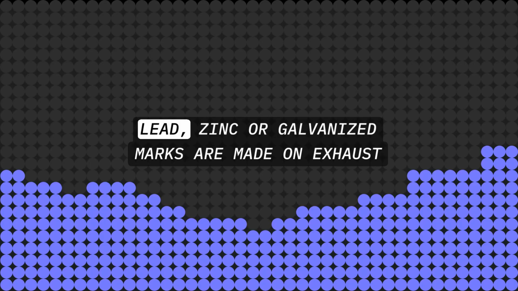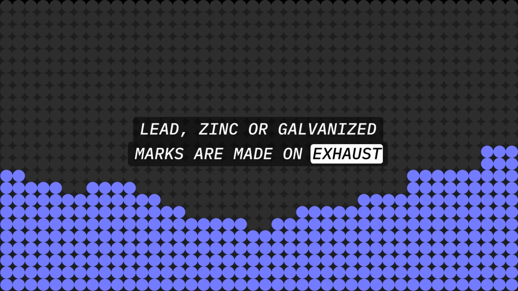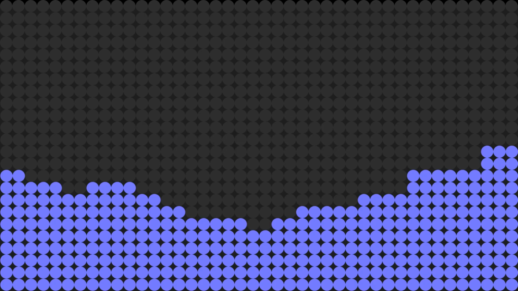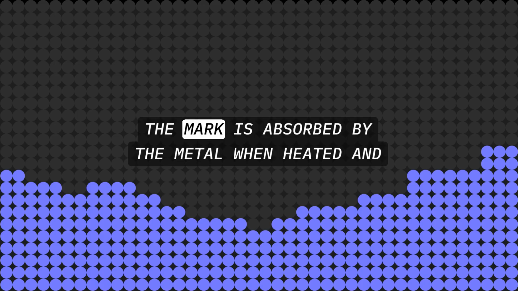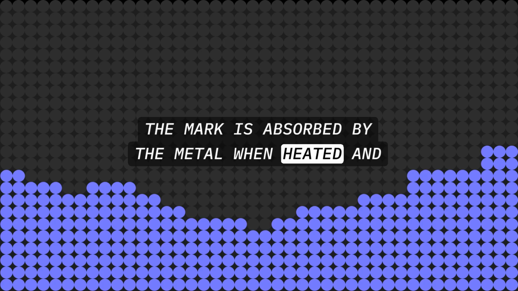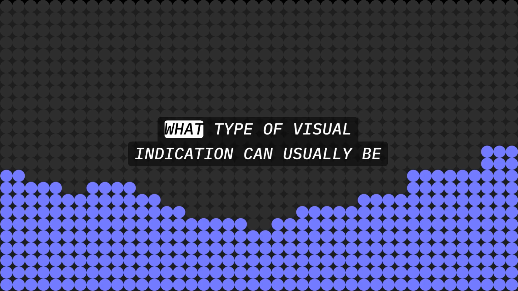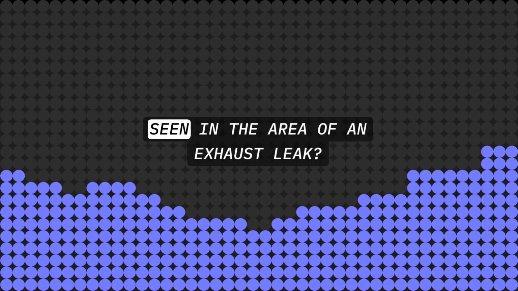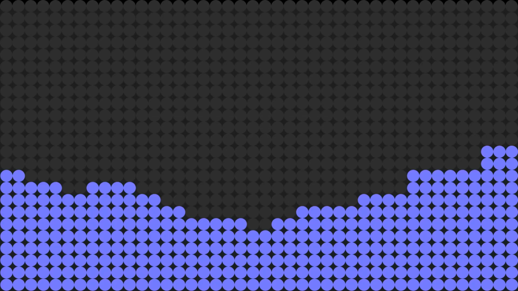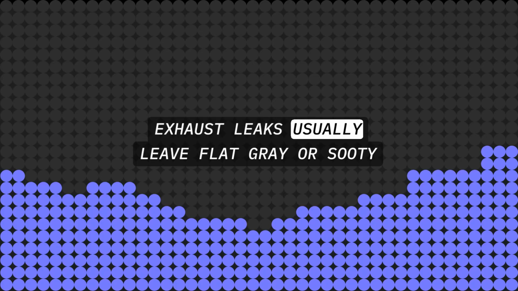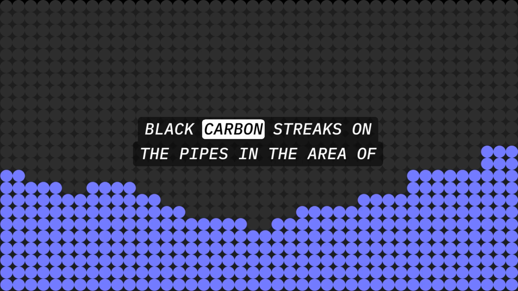What happens when lead, zinc, or galvanized marks are made on exhaust systems? The mark is absorbed by the metal when heated and causes a change in the molecular structure that weakens the metal. What type of visual indication can usually be seen in the area of an exhaust leak? Exhaust leaks usually leave flat gray or sooty black carbon streaks on the pipes in the area of the leak.